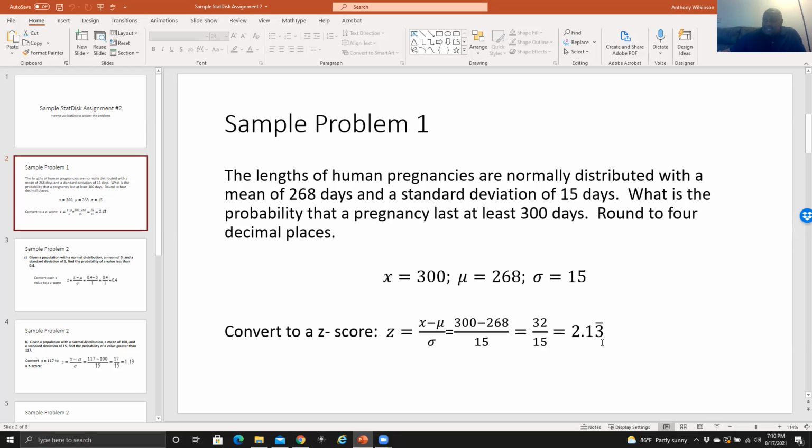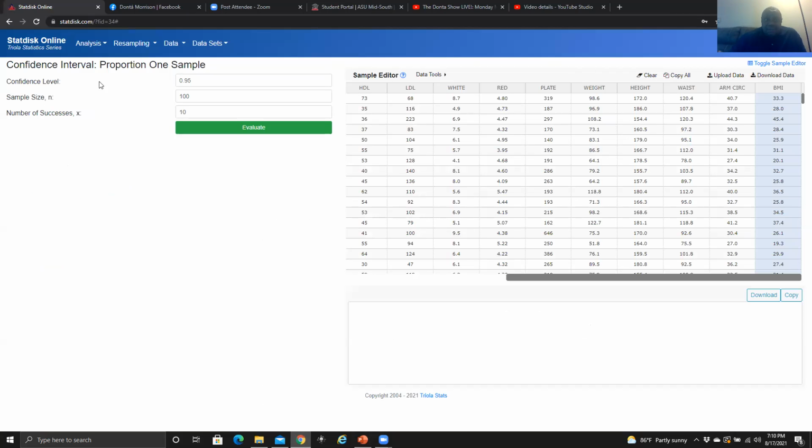Okay, now in StatDisk, they're going to ask you to give the Z-score for that. That's all they're going to ask for in this case. All right, so now let's go to StatDisk. And by the way, you should already be registered for StatDisk. If you haven't, there is a link in the Canvas learning system. Under the getting started module, you should see StatDisk. Click on that, and then there's a link that you can click on to register for StatDisk.